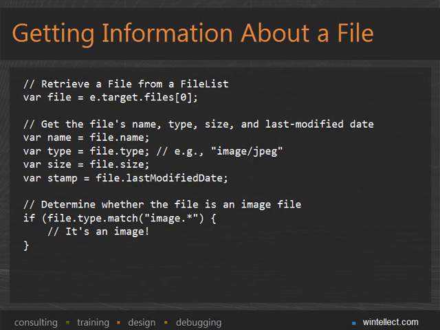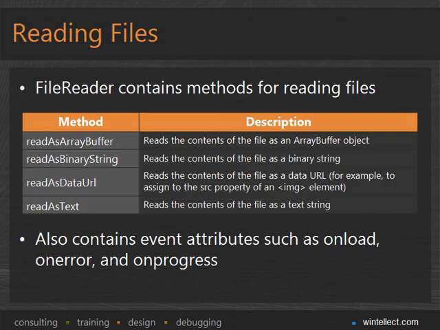Once you have a file object representing a file, what can you do with it? One thing you can do is get some information about it. You can get its name, its type, its size, and its last modified date. This is all the information the browser exposes to you. You cannot, for example, find out what the path to the file was because of the security implications that would involve. But you can get basic information about the file, as I show here.